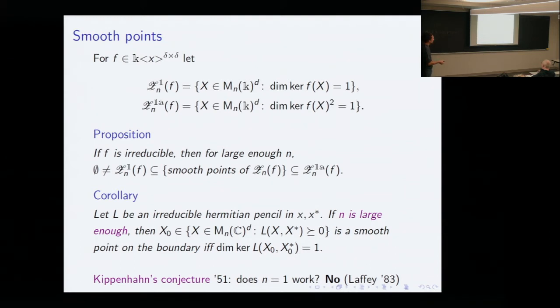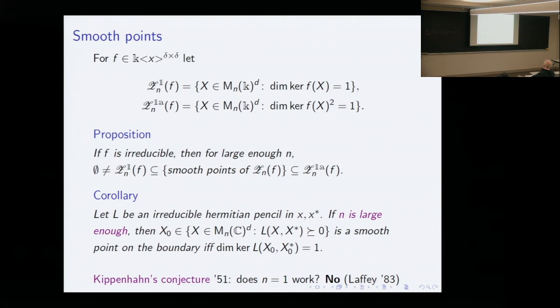For example, Kippenhahn's conjecture essentially said that n equal to 1 should work all the time, and that was in 51. And the answer is no. I mean, you need to go high enough. It's not going to work from the start. And there was a counterexample by Laffey, when he took some pencil of size 8 times 8.